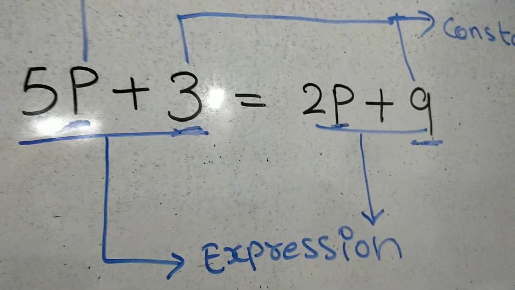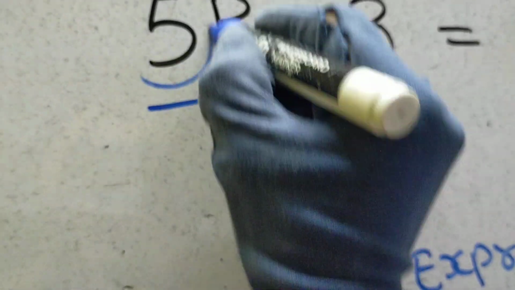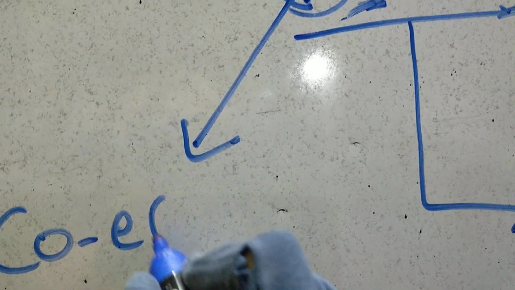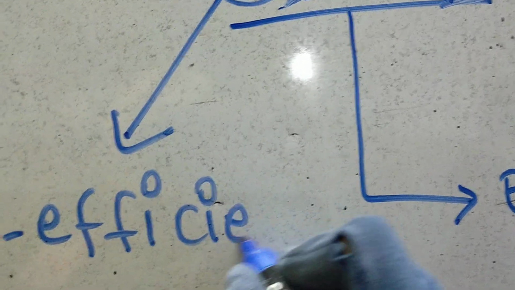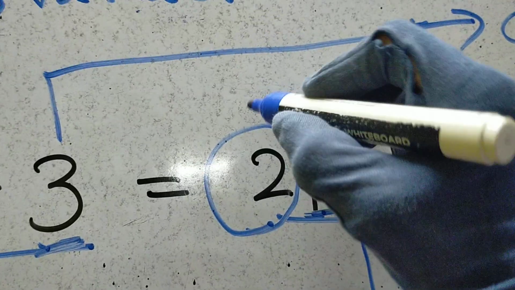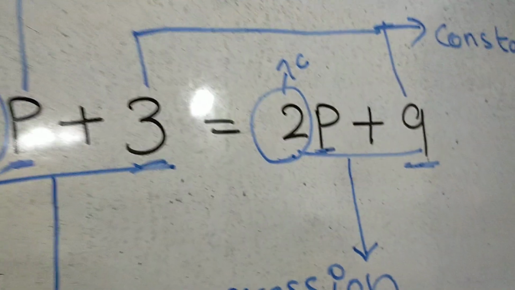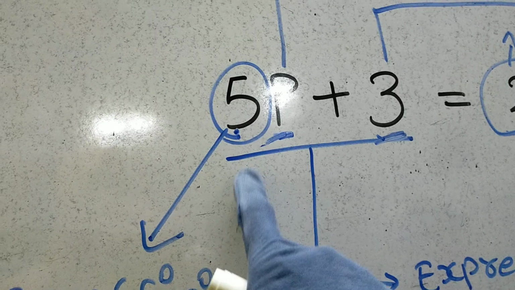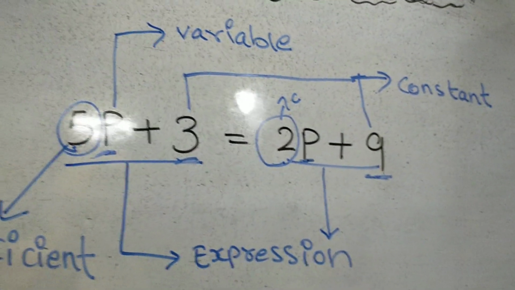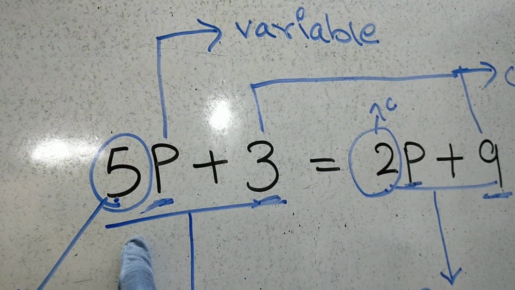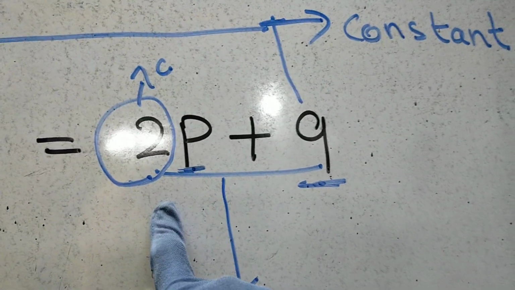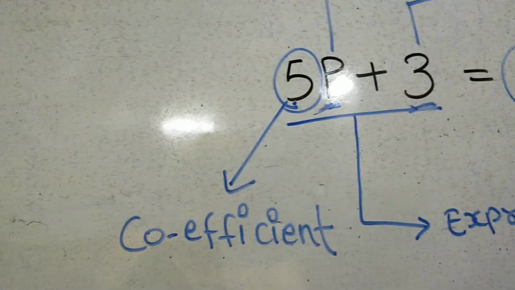Then there is something called coefficient. See this number in 5p, this is called the coefficient. In 2p, this 2 is the coefficient. That means a number which shows how many times the variable is multiplied. In 5p, p is multiplied 5 times. In 2p, p is multiplied 2 times. This is called the coefficient.